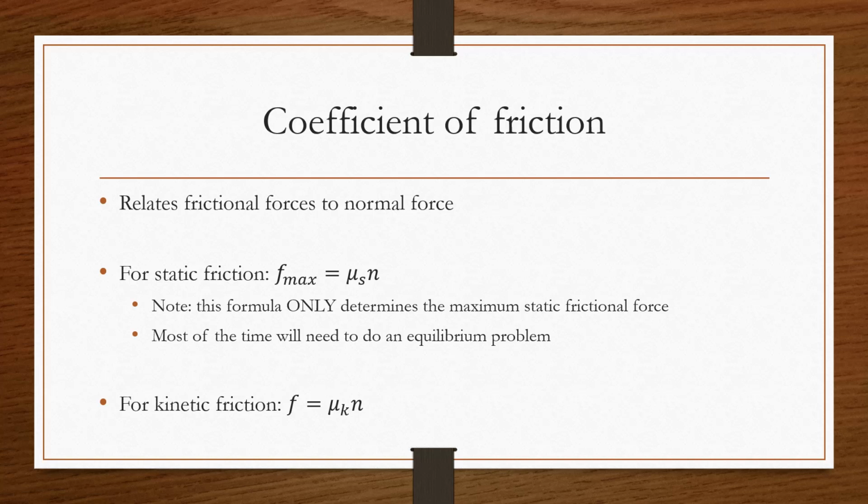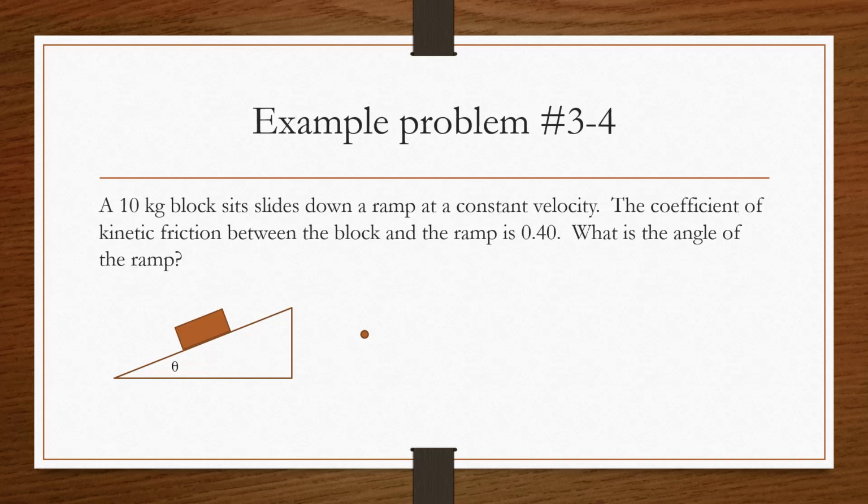So this Greek letter mu is what we call the coefficient of friction. And really, what the coefficient of friction is, is how we relate the normal force to the frictional force. So let's look at an example problem. Here I have a 10 kilogram block that's going to slide down a ramp at a constant velocity. And I know the coefficient of kinetic friction between the block and the ramp is 0.4. And I want to know what is the angle of the ramp, theta.